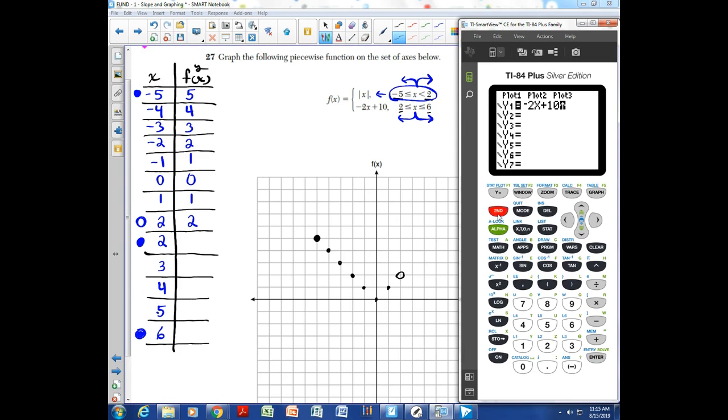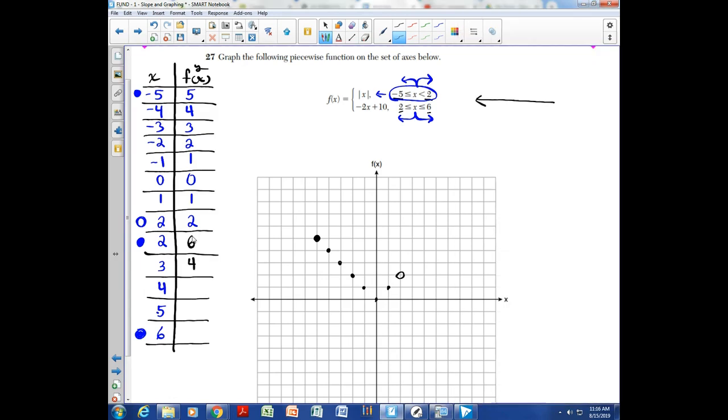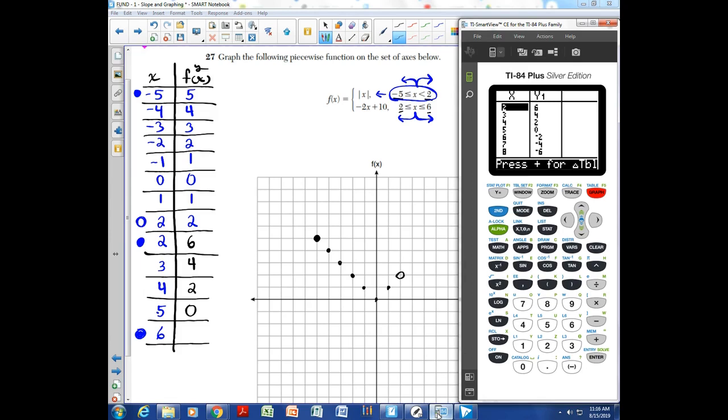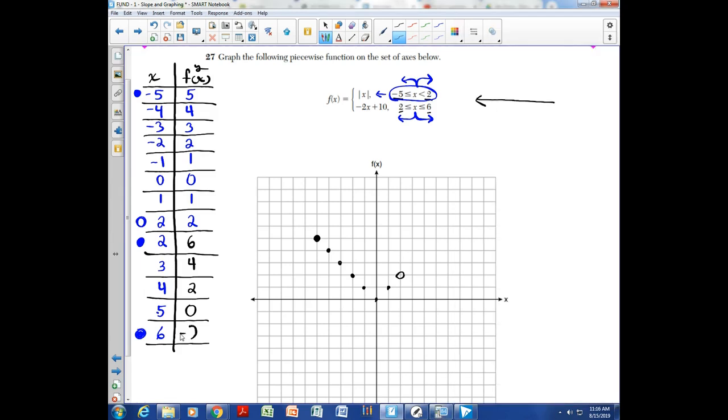And we should recognize that this is a linear function. I'm going to go to the second graph, and this one begins at 2, and we're going to do all the way to 6. So I can see 2, 6, 3, 4, 4, 2, 5, 0. And I bet that last one's going to be -2. It is. And now we can finish our graph.